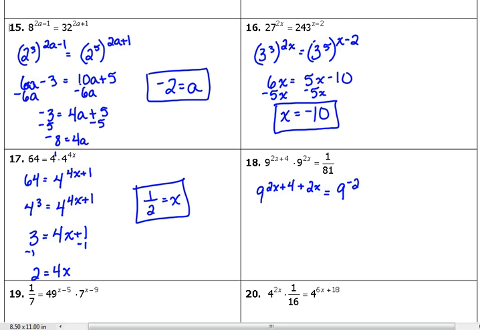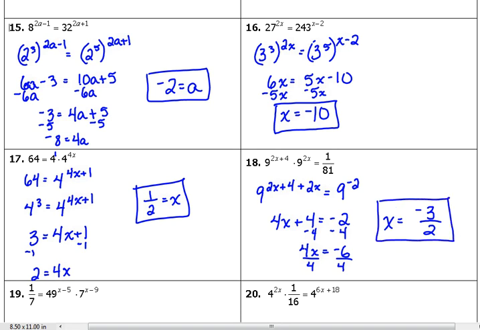So 2x plus 4 plus 2x is equal to 4x plus 4, and that's equal to negative 2. Subtract 4 from both sides, we get negative 6. Divide by 4, x is equal to negative 3 over 2.